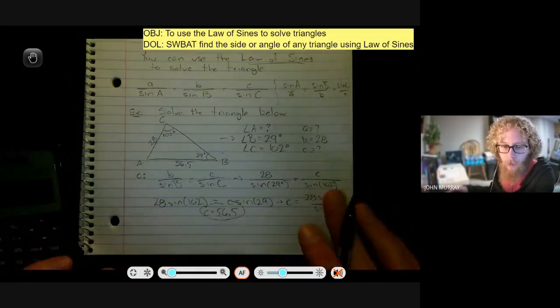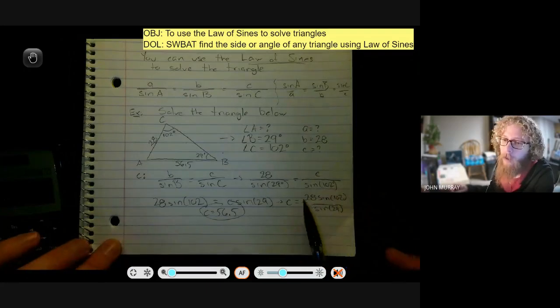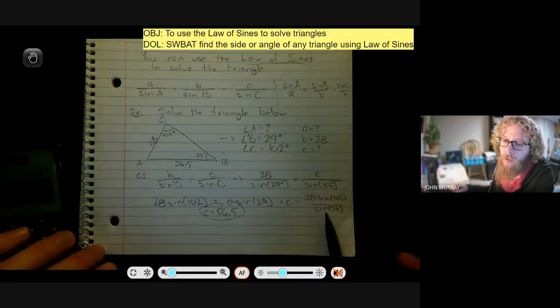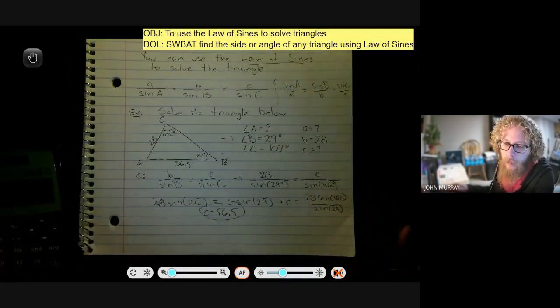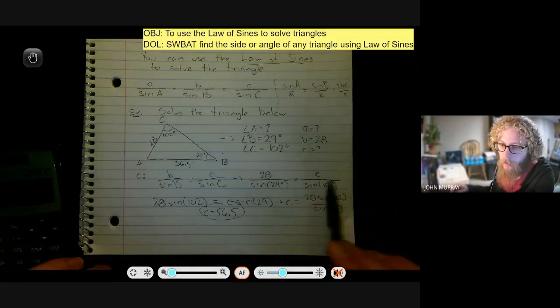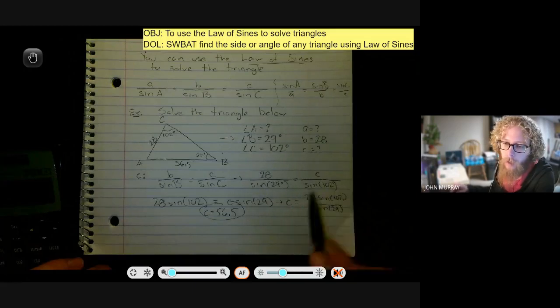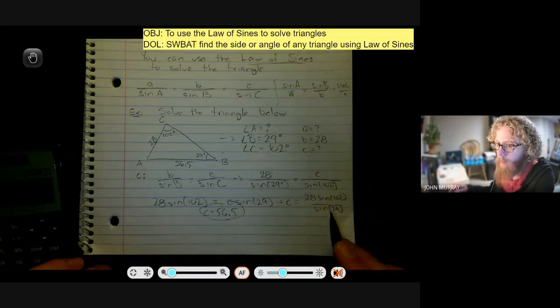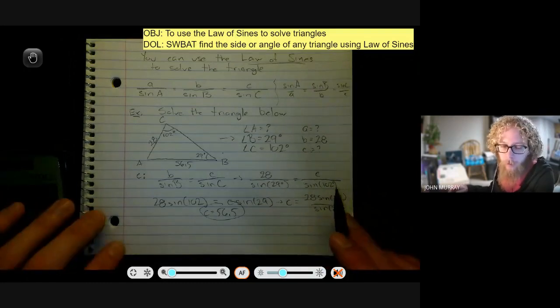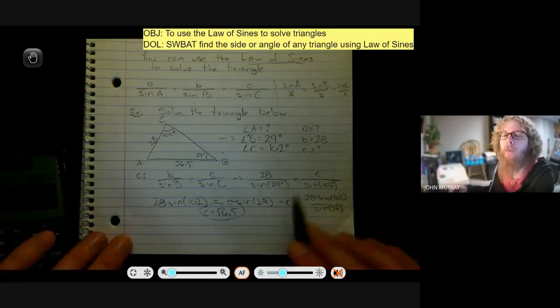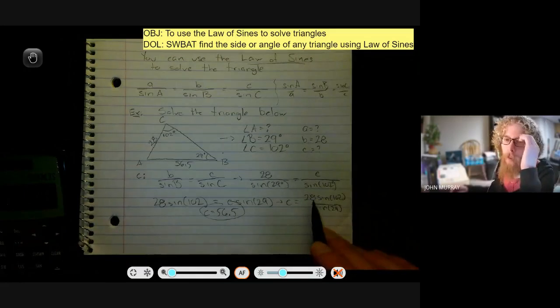Now, a couple of disclaimers. If you are using your phone, then you might have to do some rounding. I don't think you can type all this in at one time, but I'm not sure. If you're using a program like Wolfram Alpha or Symbolab, then this is okay, but be careful.